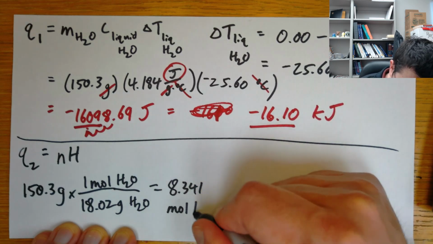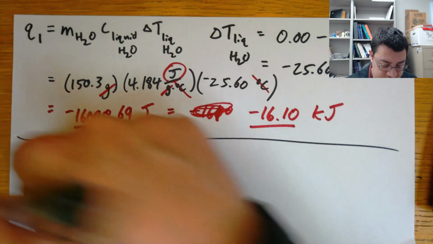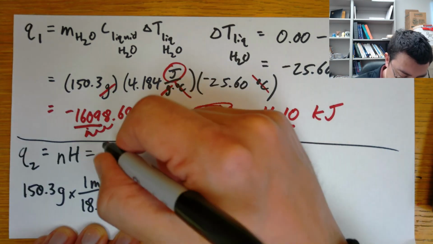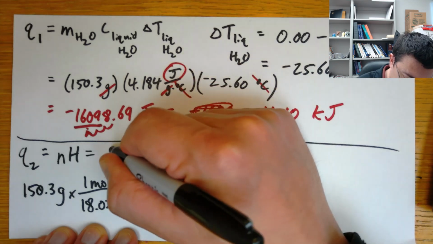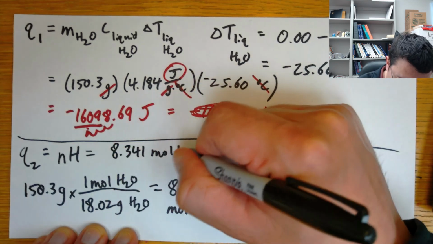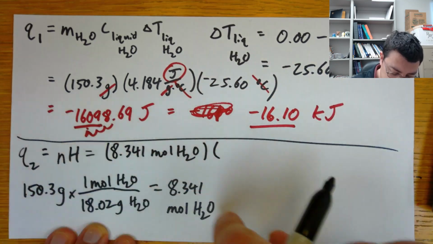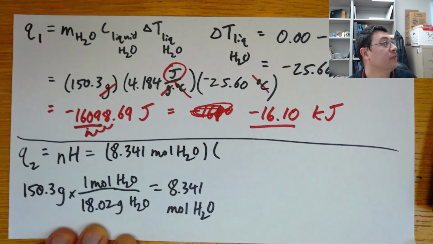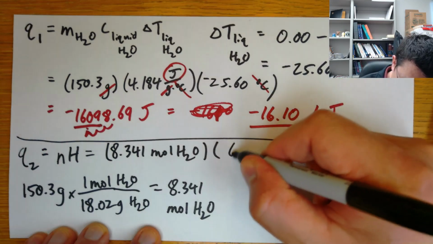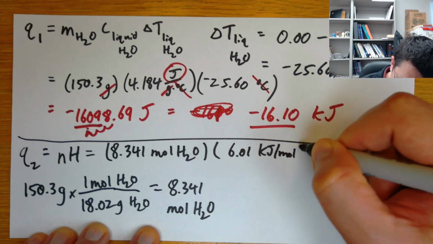8.341 moles of H2O. All right, now we can plug that into this equation. So we're going to have 8.341 moles of H2O. Okay, 4 sig figs. And then what is the H of fusion? Okay, 6.01 kilojoules per mole.